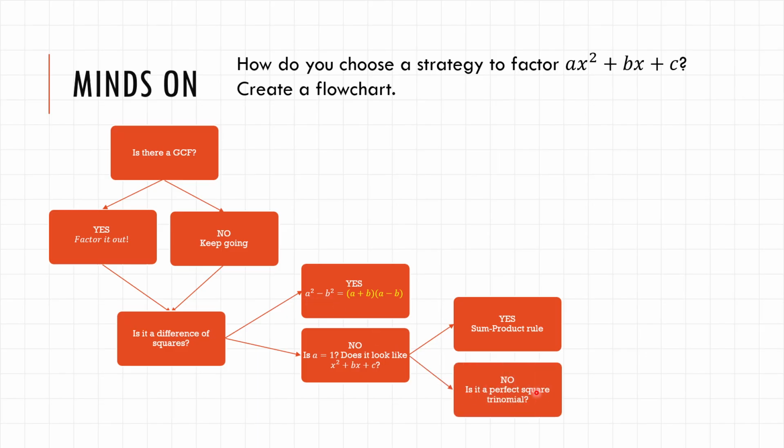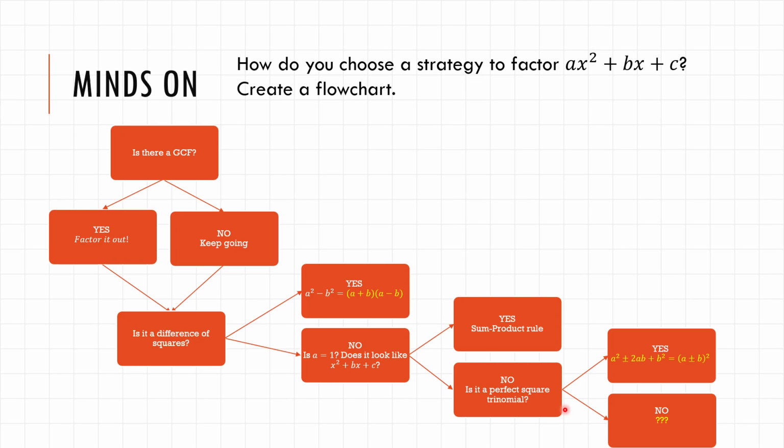So I have to ask myself, is it a perfect square trinomial? If it is, then I can very easily factor that into a plus or minus b all squared using that exact factorization. And finally, if all of these three strategies are not successful, if I have to say, no, it's not a difference of squares, no, it doesn't look like x squared plus bx plus c, no, it's not a perfect square trinomial, then what the heck do I do then?